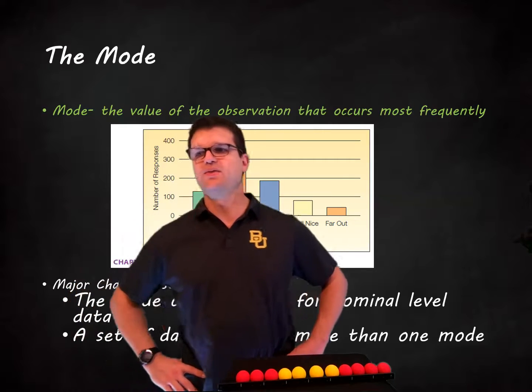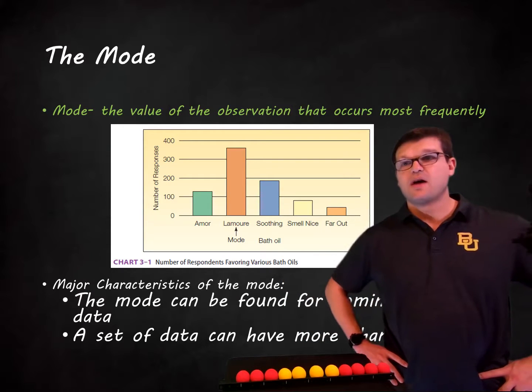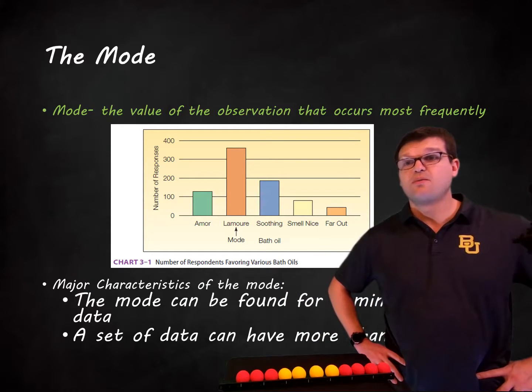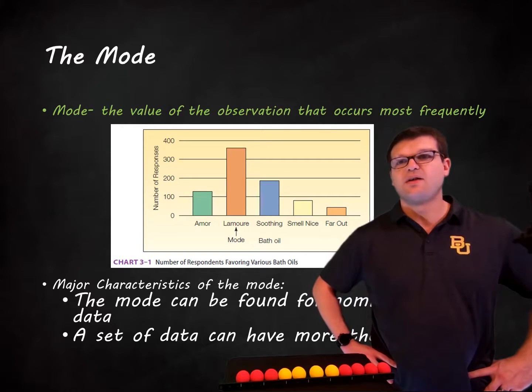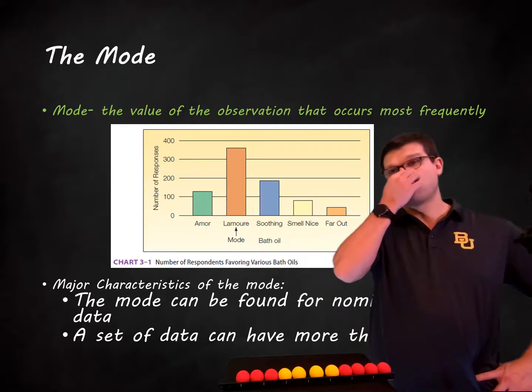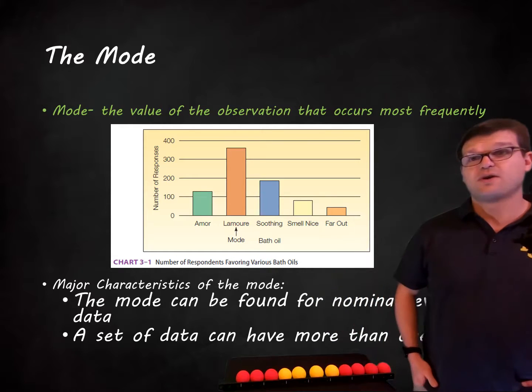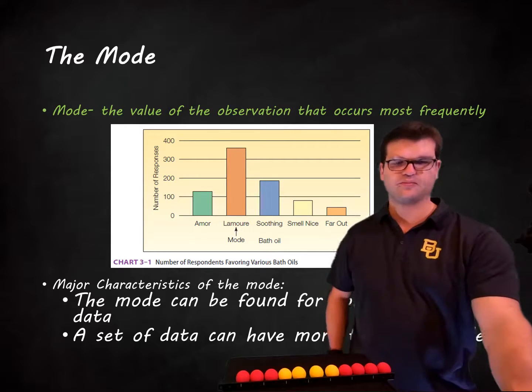So say for instance, right down here, the value of observations that occurs the most frequently. You've got amor, l'amour, soothing, smell nice, far out, the number of responses of the favorite type of bath oils. And so l'amour is the mode because that's the one that occurs most often.